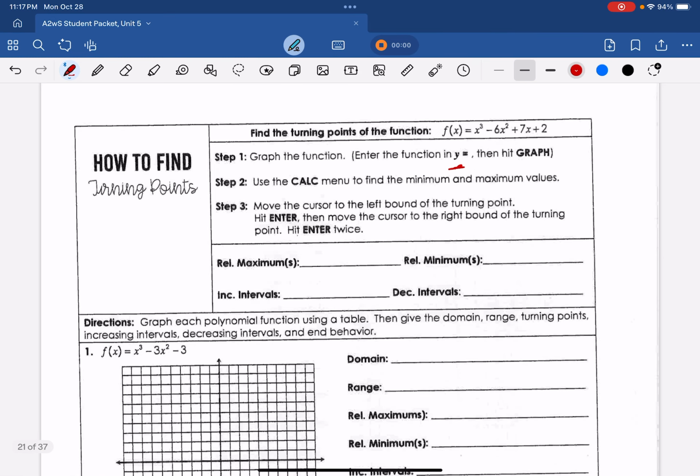We're going to practice typing in this equation. So this is the polynomial that we're going to type in. Y equals x to the third minus 6x squared plus 7x plus 2.